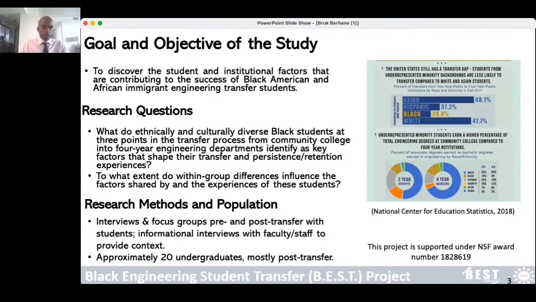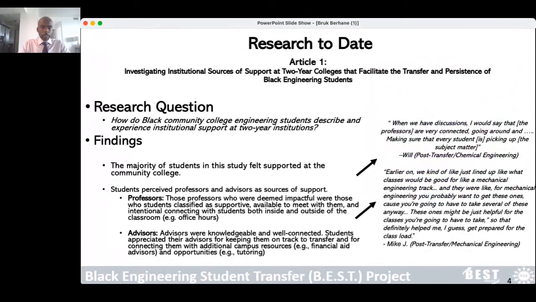Next slide. So our first paper, and again, there's a lot of text here, so I won't read everything to you, but the first paper is really looking at the pre-transfer experiences of these students. And so our team set out to understand what allows these students to be successful and feel supported, if at all, at their community colleges. And so, not surprisingly, students talked about both faculty and advisors. And so, generally speaking, everyone who was discussed from the student's perspective really was a positive mentor, a positive source of support. So professors were described as impactful in a positive way, offering office hours. They were available to students.